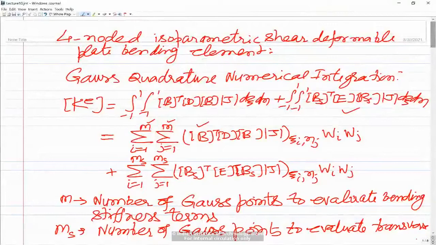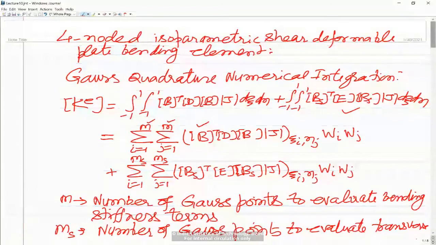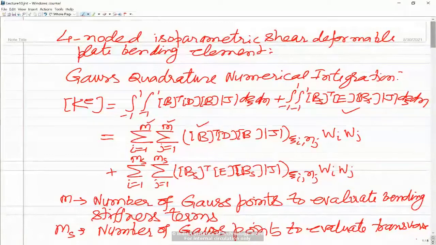Now the assignment you are talking about is the classical plate bending element, and in that the formulation was done using physical coordinates. So there in MATLAB you can do the integrations explicitly. We'll use the integration function of MATLAB. You can use that integration function in MATLAB.